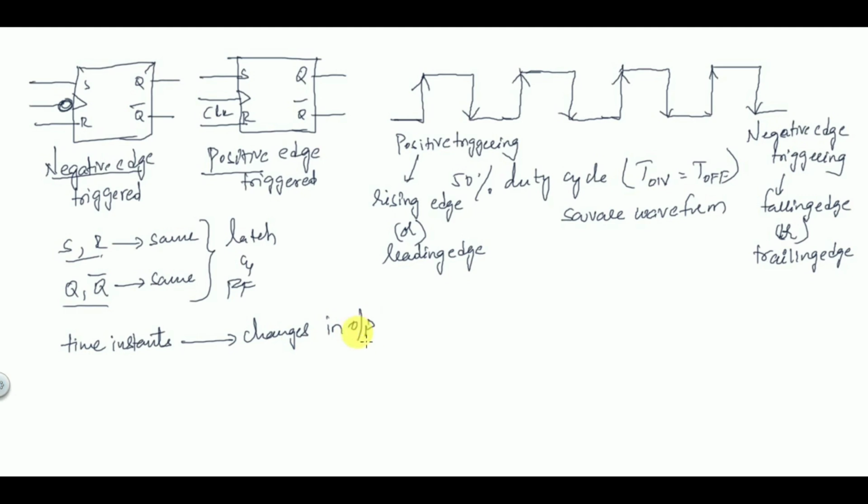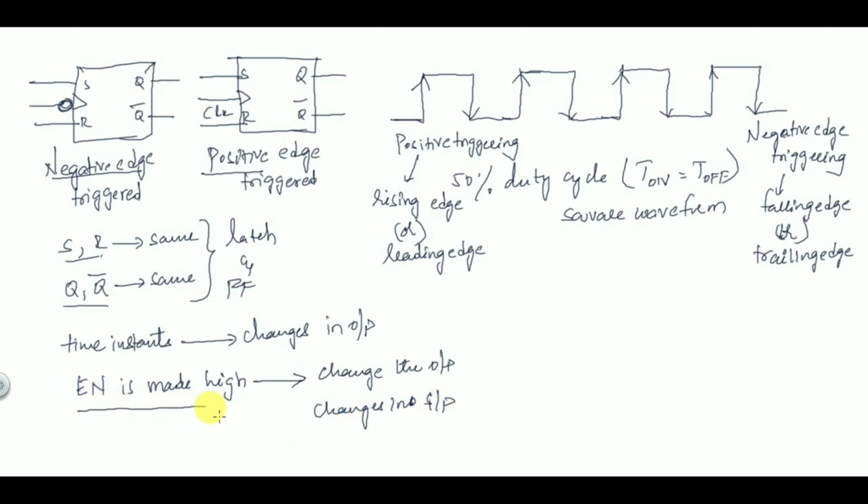Okay, so in a latch, when the enable input is made high, then at any instant you can change the output. You can change the output by making the corresponding changes in the input at any instant. Only condition is the enable input should be made high.